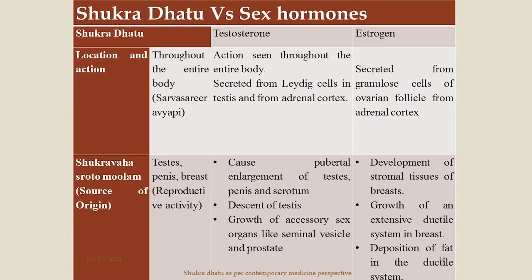Both testosterone and estrogen action also can be seen throughout the entire body. The Srotomula of Shukradhatu is mainly Vrishana, Sthana, Shepha, etc. And here also the sex hormone action can be mainly seen in the pubertal enlargement of testis, penis and scrotum, descent of testis and growth of accessory sex organs like the seminal vesicle and prostate by testosterone, as well as stromal tissue development by estrogen and growth of the extensive ductal system in the breast. All these are the functions of estrogen only. So this is the first point regarding the sex hormone correlation to Shukradhatu. First, its action can be seen throughout the body, and the action can be seen associated mainly with the sex organs.